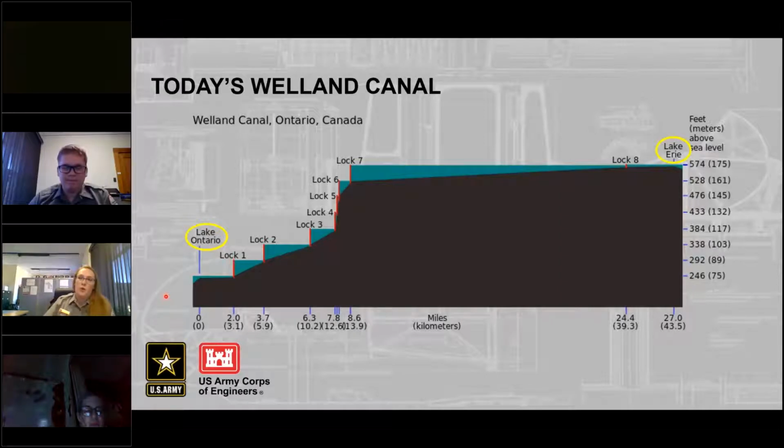And what does this mean for vessels today? Well, these locks, especially 4, 5, and 6, have to be pretty short. They're actually only about 740 feet long. So any vessels that want to use today's Welland Canal has to be 740 feet or less to get from Lake Ontario to Lake Erie or vice versa.